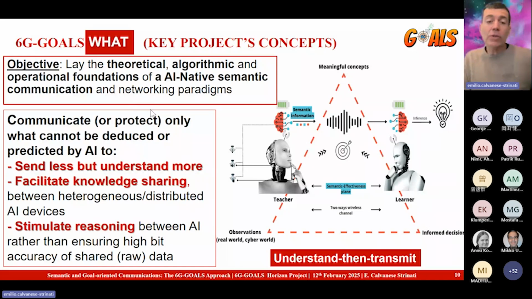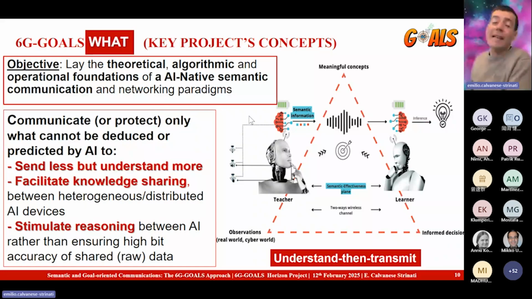But you can also do what we call continuous learning, where the communication itself is a way to stimulate and update the AI models that are transmitted to the receiver. So we facilitate knowledge sharing between heterogeneous and disparate users. And then also to stimulate reasoning, in the way that the receiver, or also the transmitter, can compose different concepts that are available, the meaning, to create new meaning out of the data received.